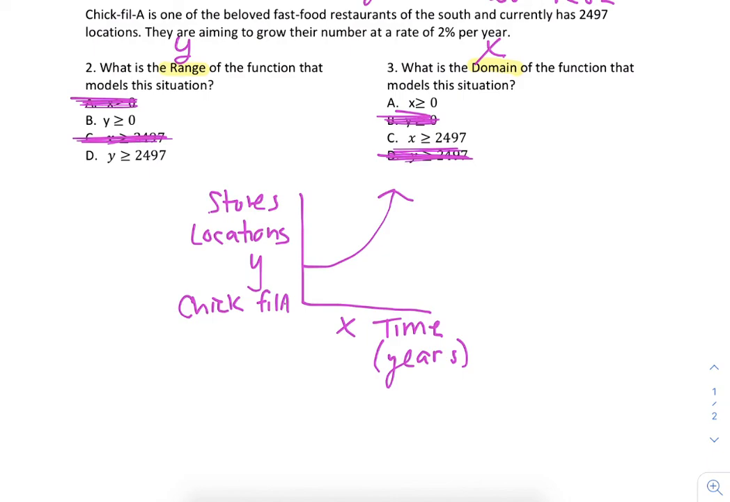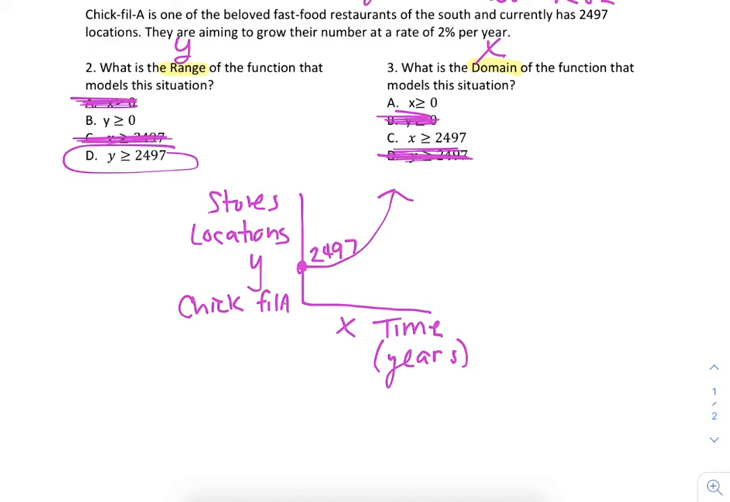if I started at 2,497 in this situation, I never started at 0. I did, I guess, in real life, but I didn't start at 0 in this situation. It says it currently has that value. So if this is my starting number, then this is my answer. My Y's are going to start at 2,497 and they're going to grow. That's my Y value.